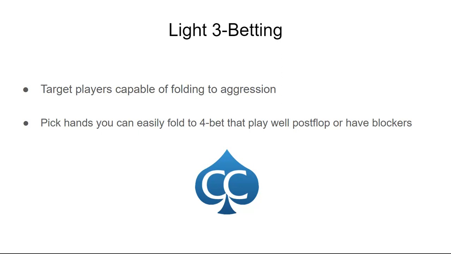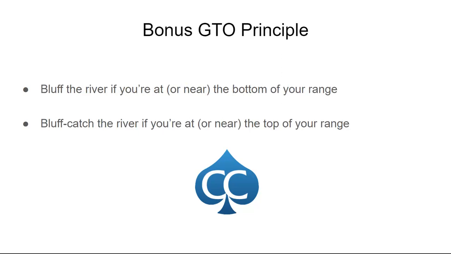And the other thing is they should either play well post-flop, so for example, on the opening slide we said 7-5 suited, so that works pretty well, or blockers. So in particular, pre-flop, that's usually going to mean an ace or a king. And we're about to look at a lot of examples of this, but I want to do one more bonus GTO principle, which is for river bluffing.